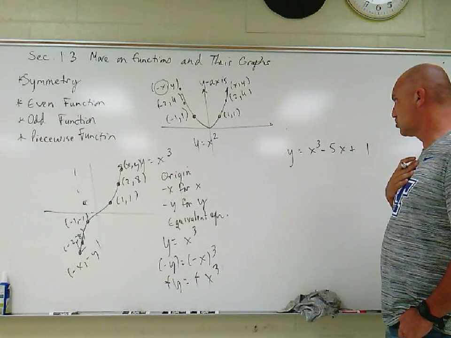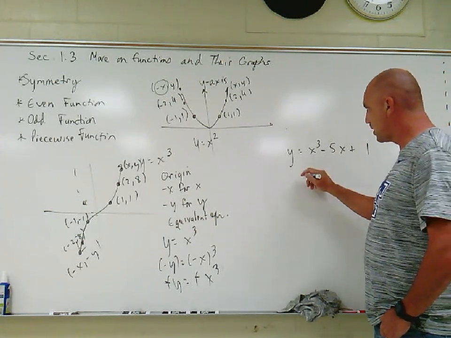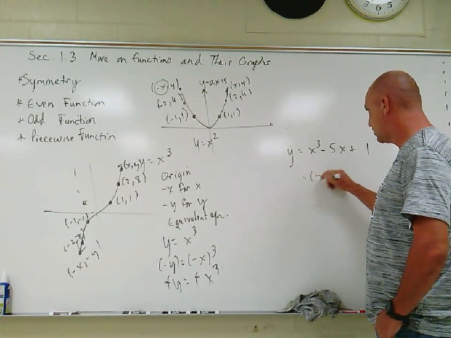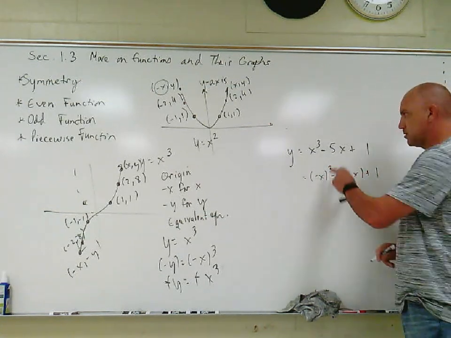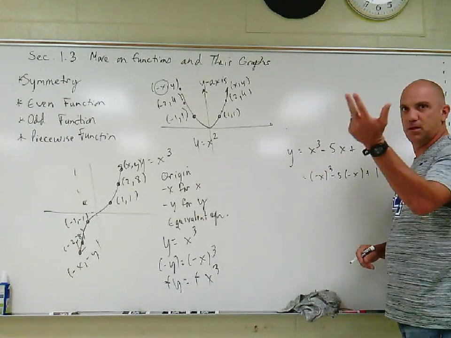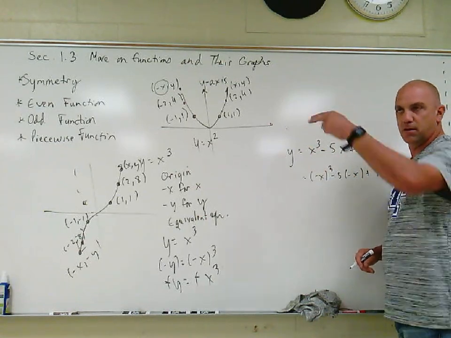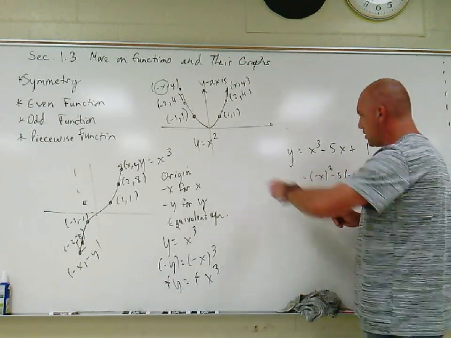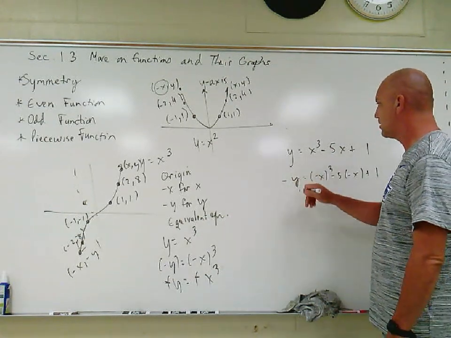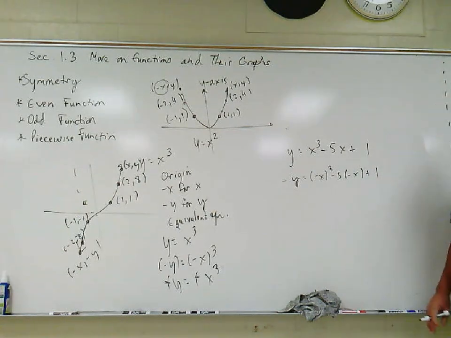So let's just look real quick. Well, if I plug in just a negative x, it's not going to come out the same here, so it can't be symmetric about the y. So I'm going to see if it's symmetric about the origin, so I'll plug in a negative x and a negative y and see what happens. So go ahead and work this problem out and see what you get. See if it meets that criteria for being symmetric about the origin.